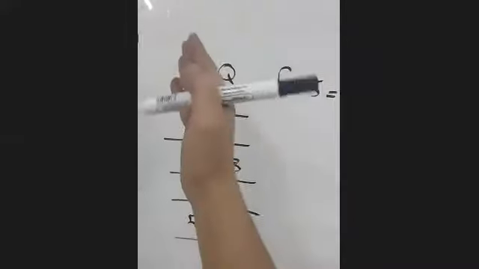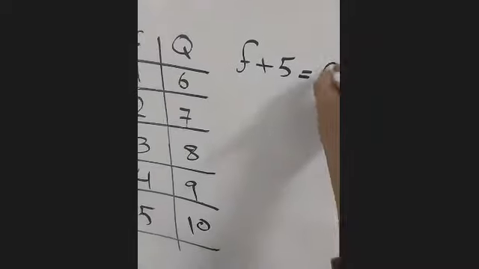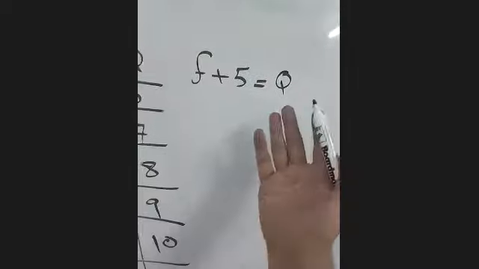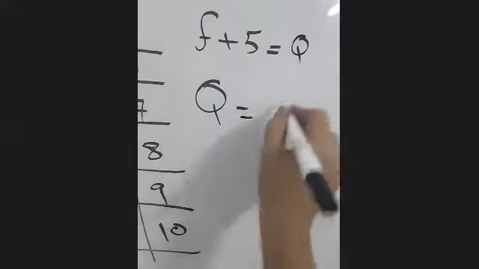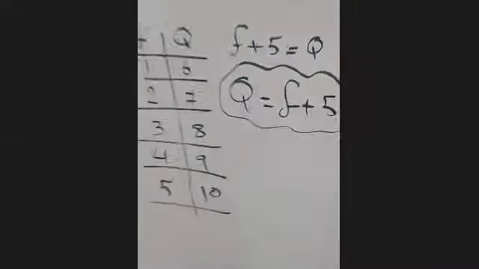If I add 5 for F, the answer is Q. What's the relationship here? We say Q equals F plus 5. Got it? Good.